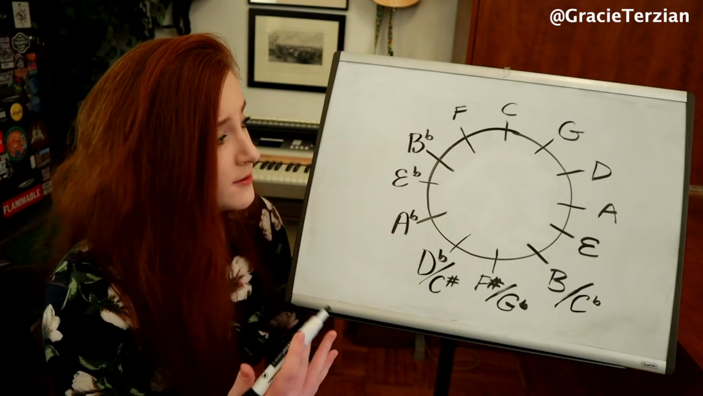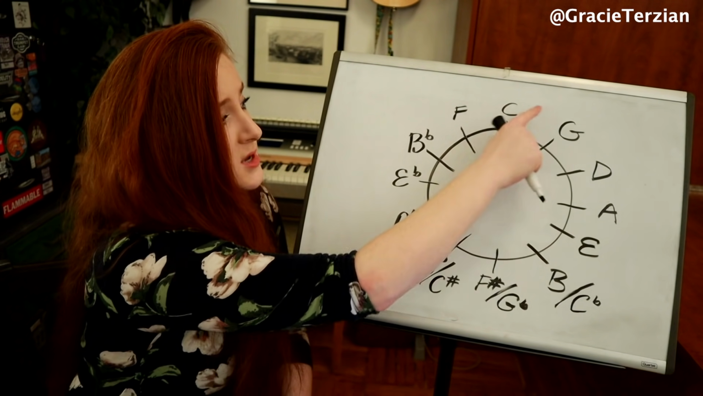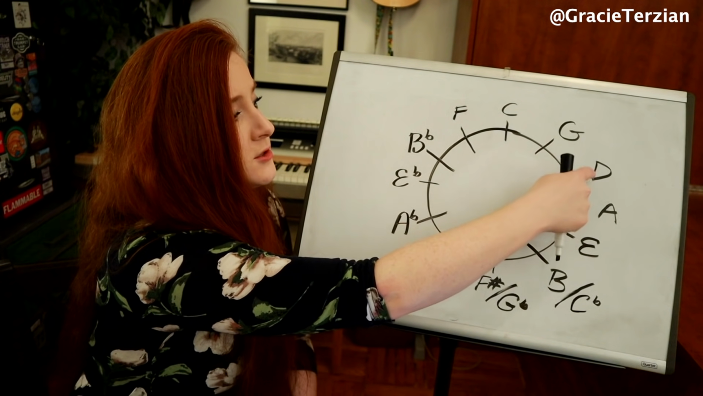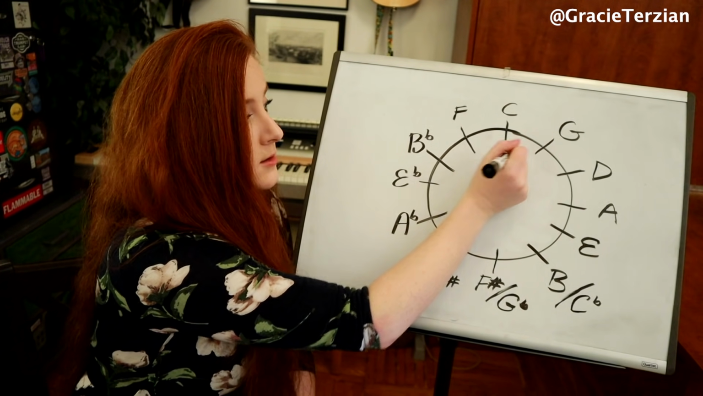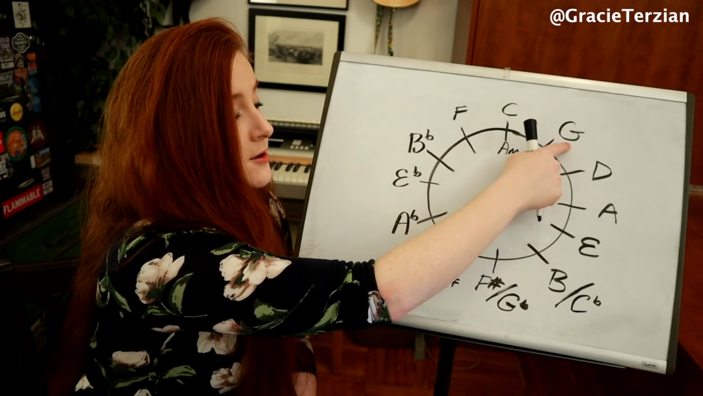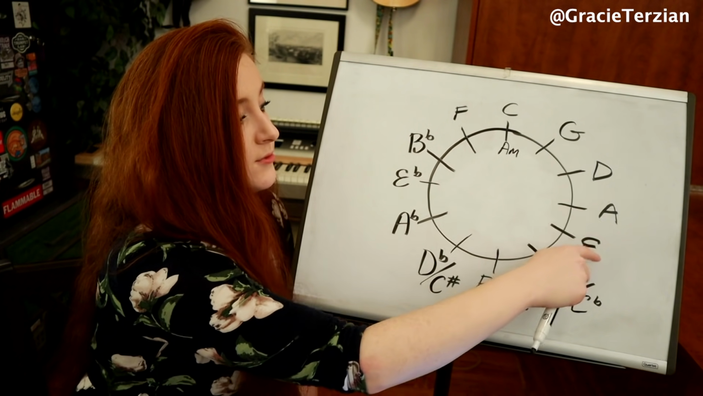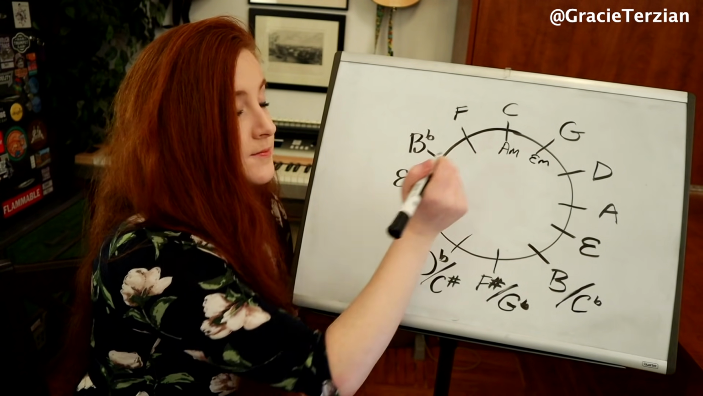And with our circle of fifths, you can always move over 1, 2, 3 spaces with the major keys to figure out what the relative minor key is. For instance, in the key of C major, 1, 2, 3, I get to A, so A minor is my relative minor key signature of C. What's the relative minor of G? Right, so this is the key of G major. We move over 1, 2, 3, I get to E. So the relative minor of G is E minor, okay?